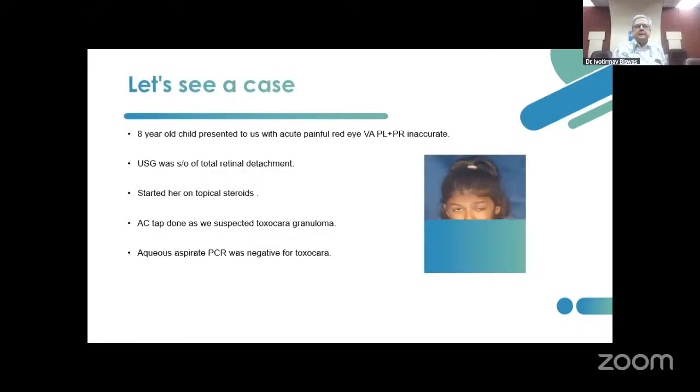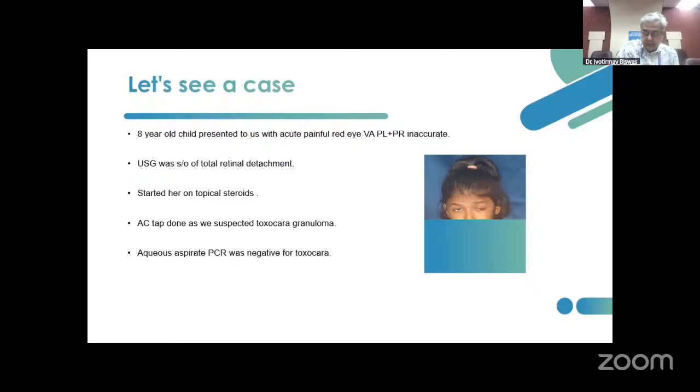Let's shift the gear and show one case. This is an 8-year-old girl presenting with acute painful red eye, vision with light perception, inaccurate projection. Ultrasound showed suggestive retinal detachment. Started on topical steroid, AC tap done, was suspected to be toxoplasma.